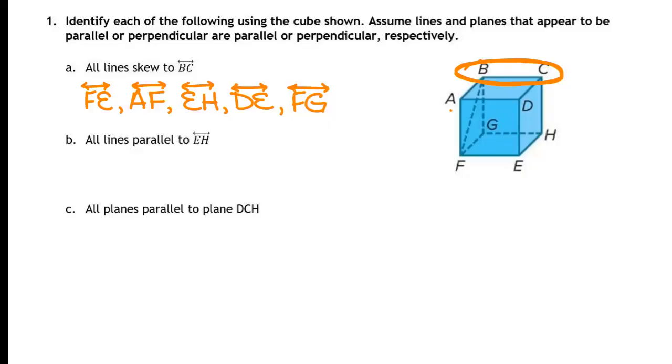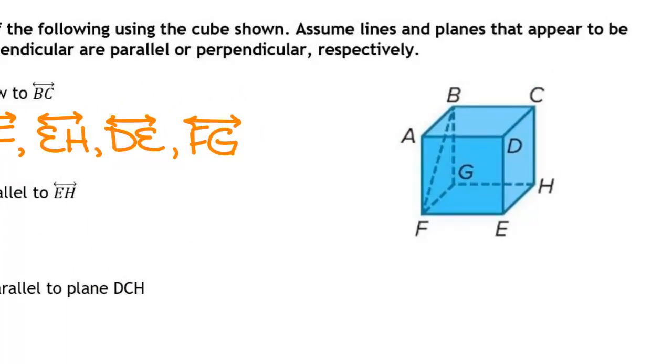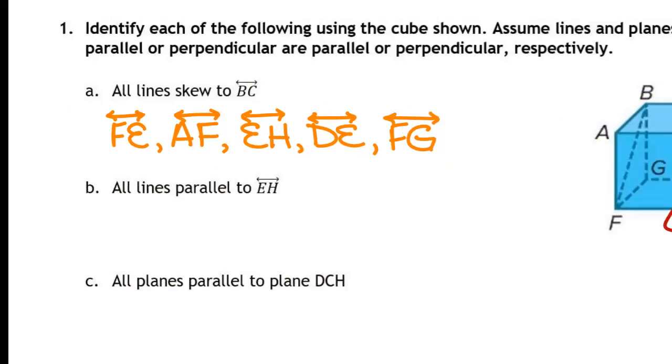All right, part B, all the lines that are parallel to EH. So let me highlight EH, this one right here. Parallel means it has to be part of the same plane. So what would be parallel to EH? DC would be parallel. DC or CD. What else?